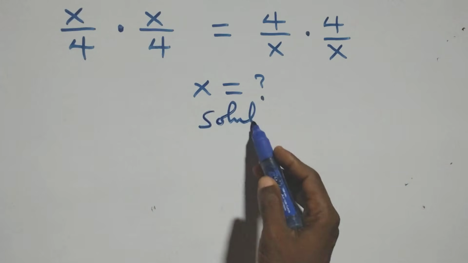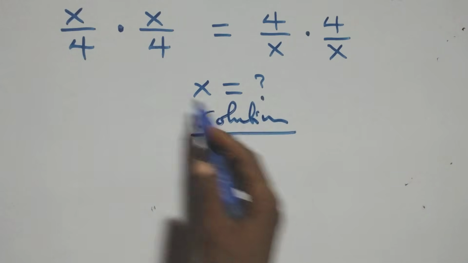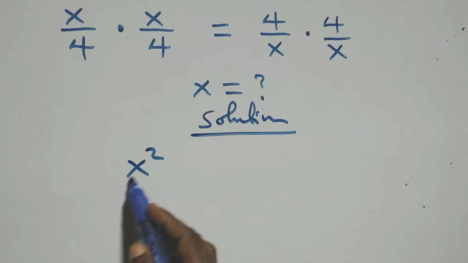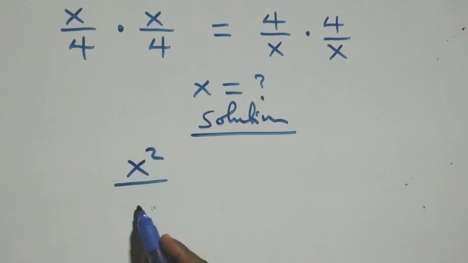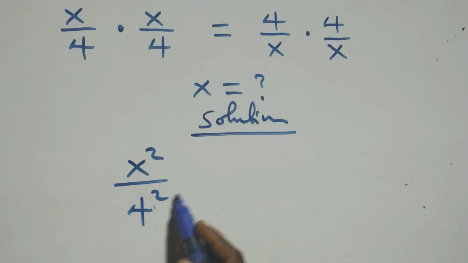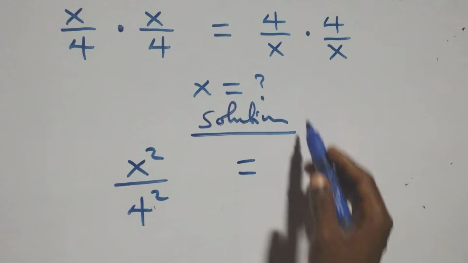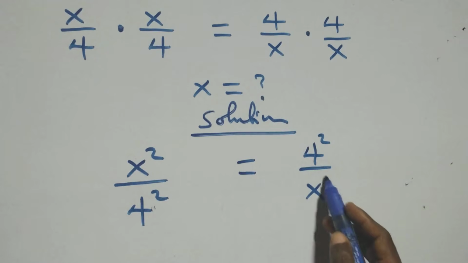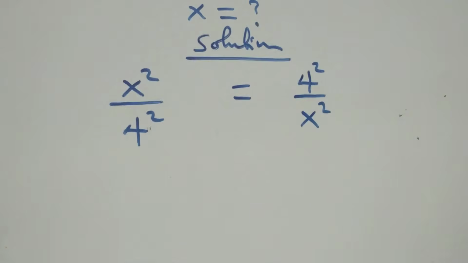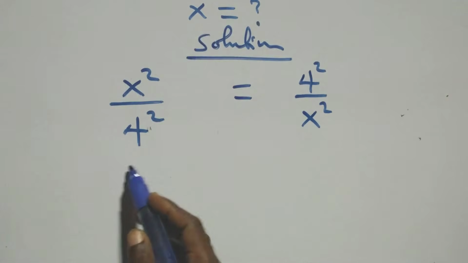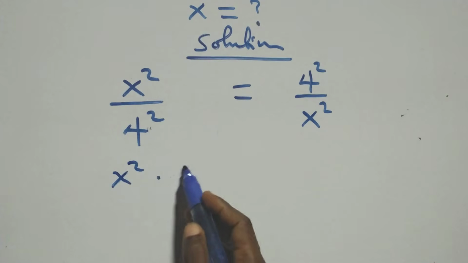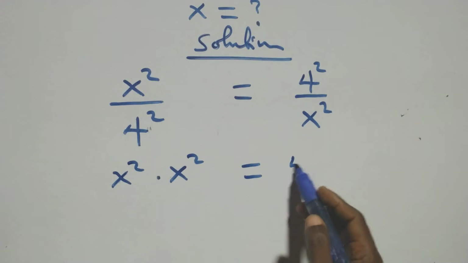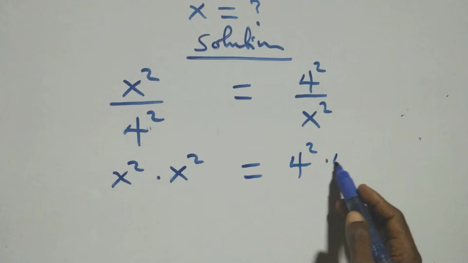Solution from here. From what we have here, we can multiply this x times x, same thing as x squared, over 4 times 4. Also, we can write it as 4 squared. Then equals to, same thing here, we have 4 squared over x squared. The next step here, we cross multiply x squared times x squared here. Then equals to, also here we have 4 squared times 4 squared.